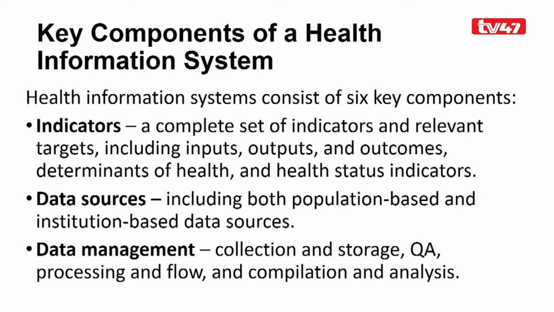A health information system consists of 6 key components. Number 1 is indicators. This is a complete set of indicators and the relevant targets, including what? The input of our system, which is whatever we are feeding into the health information system, the output, the outcomes, the determinants of health, and the health status indicators. So all that information that we are keying into the system, getting out of the system, or using to process this healthcare data is what we are calling indicators.